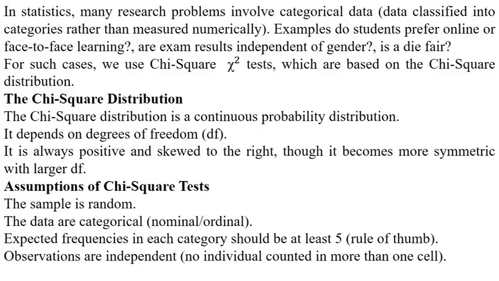What are the assumptions of chi-square? They are: one, the sample is random.